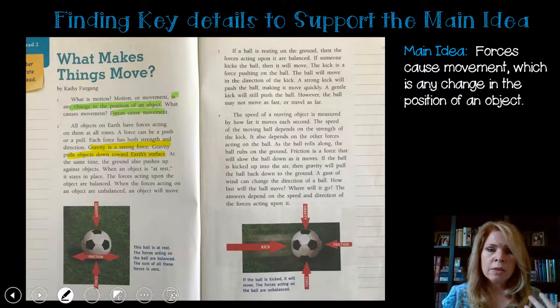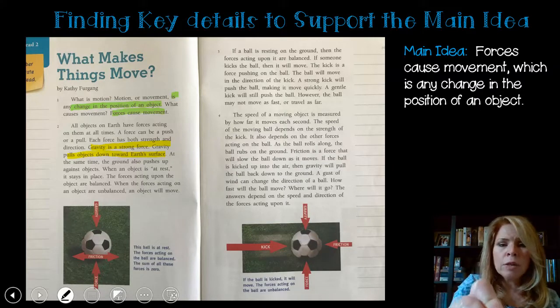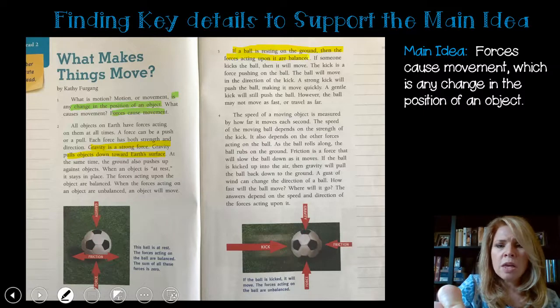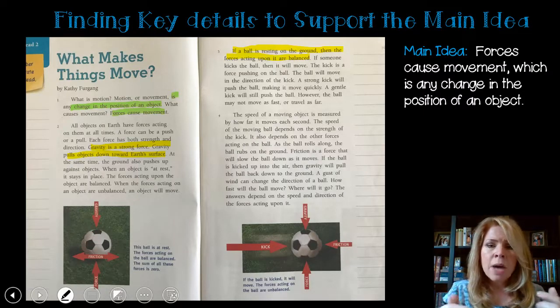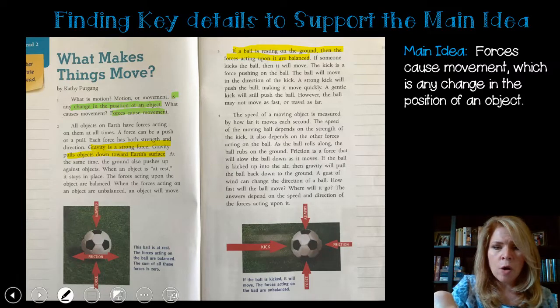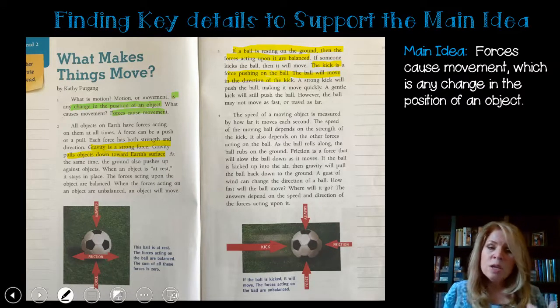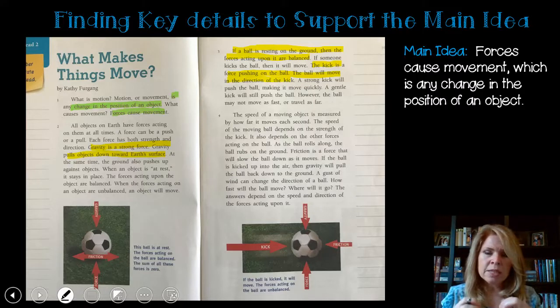So we learned in this paragraph that if a ball is resting on the ground, then it has forces that are keeping it in one spot, keeping it balanced. But if someone kicks the ball, the kick is a force that moves the ball in the direction that it's being kicked. So there's another key detail. I can put those two separate sentences together and rewrite them in my own words to make one detail out of them. So let's read the fourth paragraph.